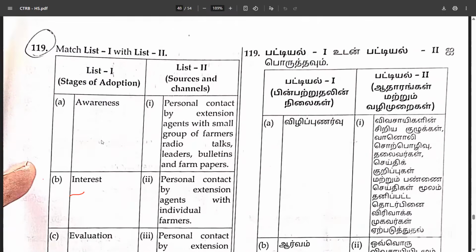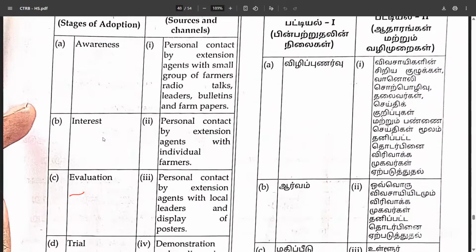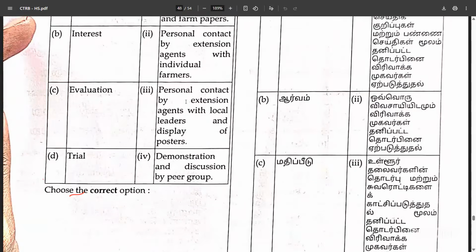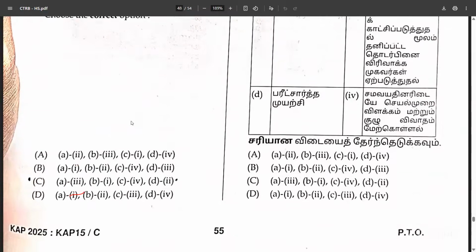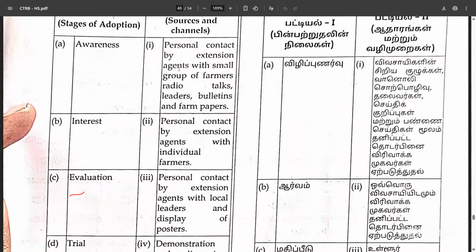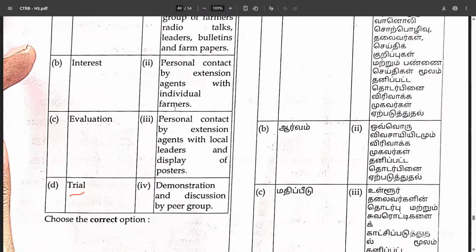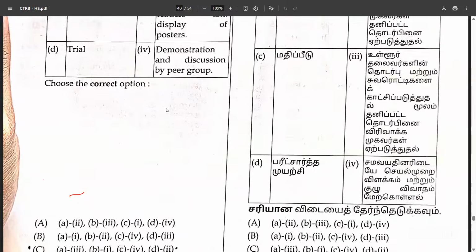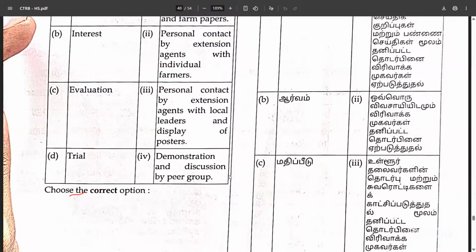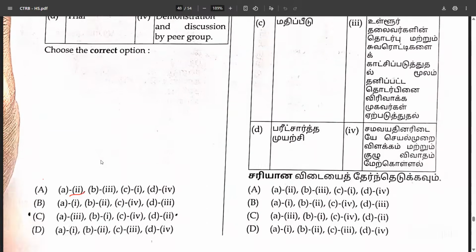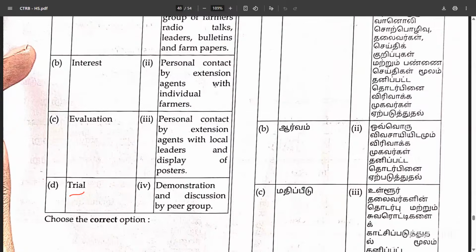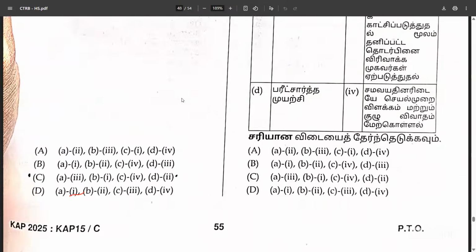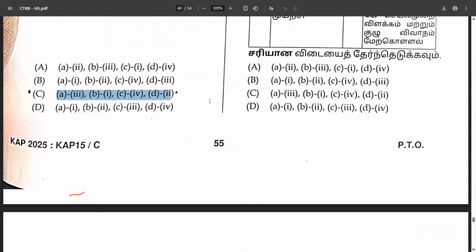Then we have stage of adoption and their source and channel. Awareness will be related to personal contact by extension agent with local leader and display of poster. Interest will be matching with personal contact by extension agent in a small group, farm radio talks, leaflets, bulletins, and farm papers. Evaluation will be matched with demonstration and discussion by peers. And then at the end, trial will be matched with personal contact by extension agent with individual farmers. So here C will be the right answer.